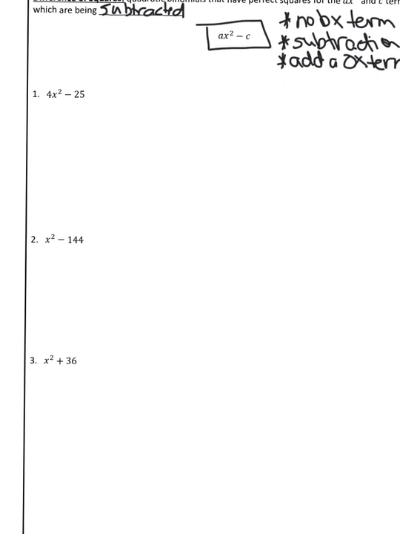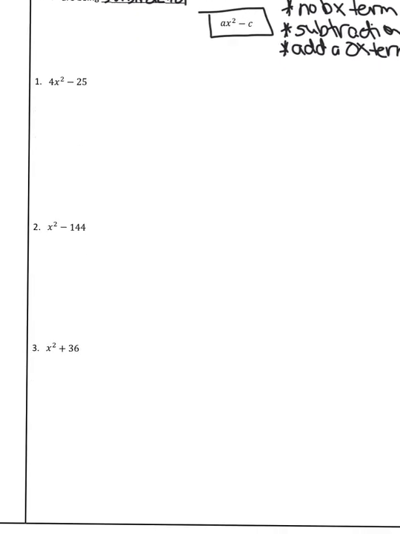So here's my problem. I have 4x squared minus 25. Now remember, if you didn't get everything written down, you can always pause the video, finish writing, and then unpause it and keep going.